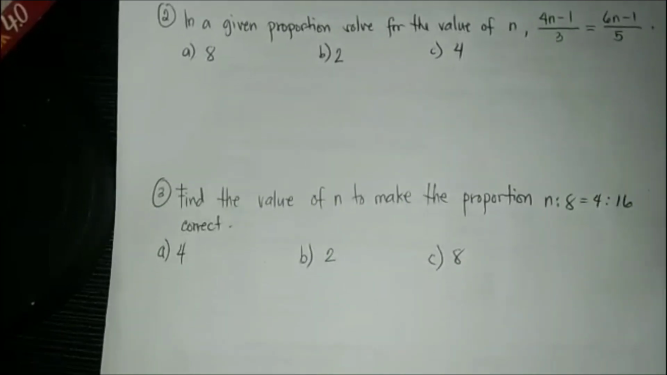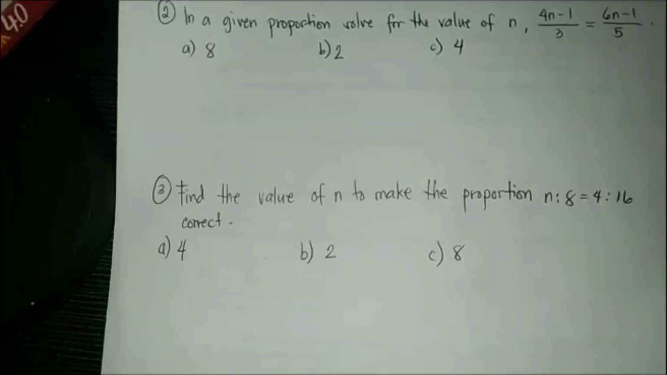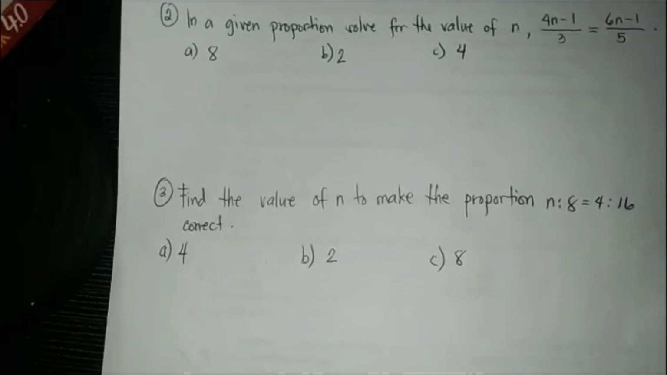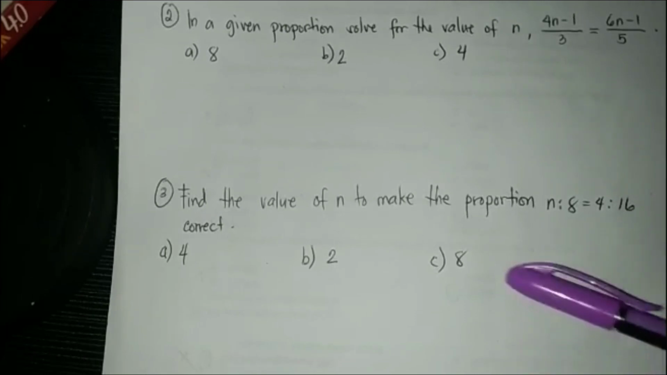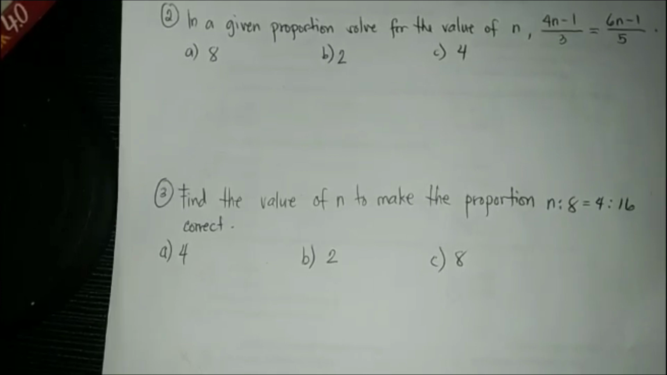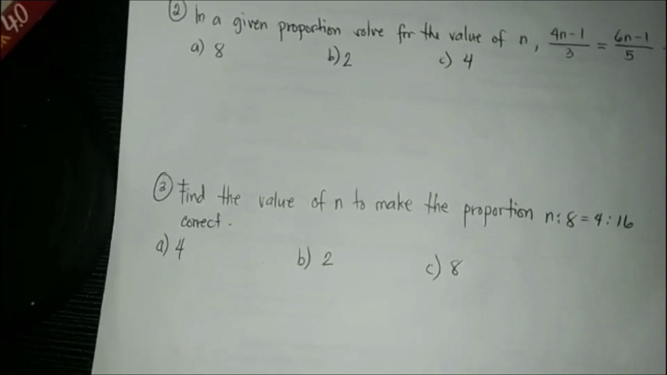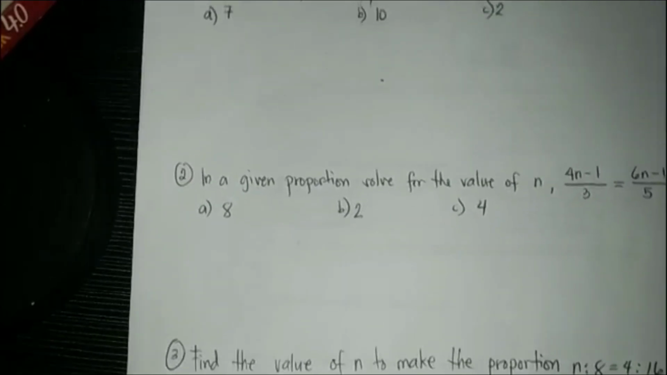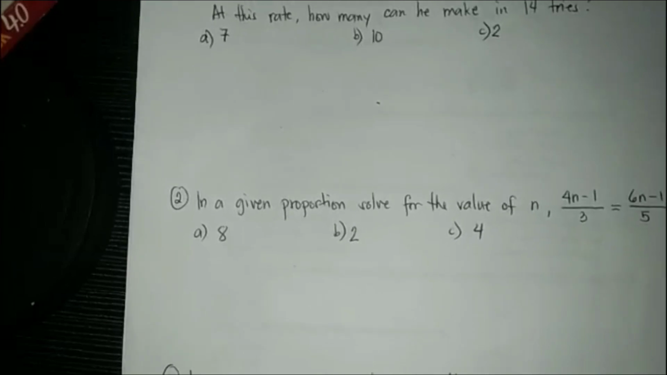And number 3, find the value of n to make the proportion n is to 8 equals 4 is to 16. Is it letter A, 4, letter B, 2, letter C, 8? Okay, but before we answer these questions, we will first discuss the concepts of proportion.